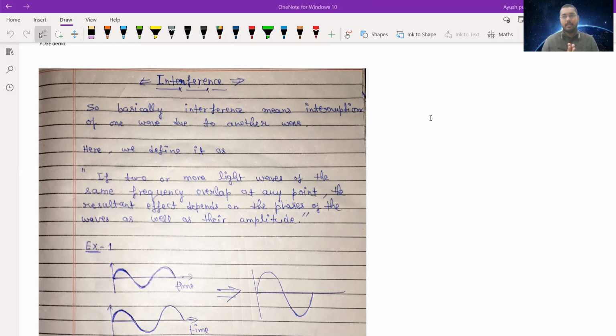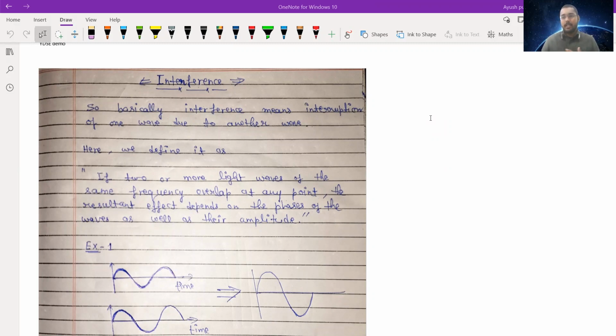We know that light can behave as a wave or as a particle depending on the situation. Here we are considering that light is behaving as a wave. That's why we are studying the interference of light waves. So what is the meaning of interference?